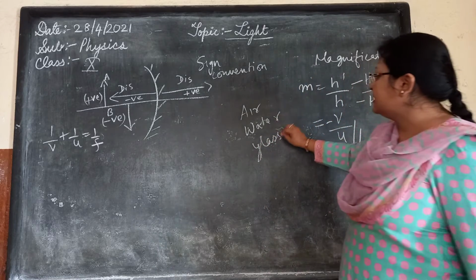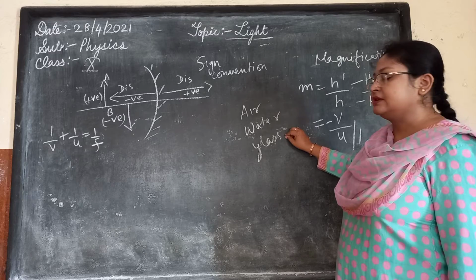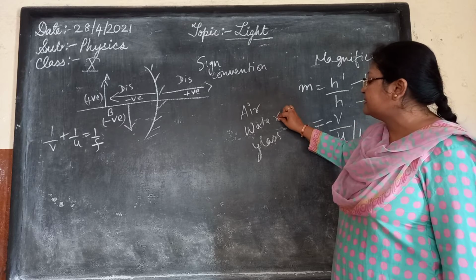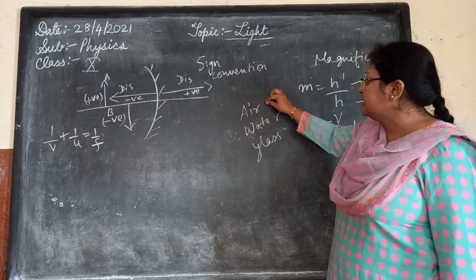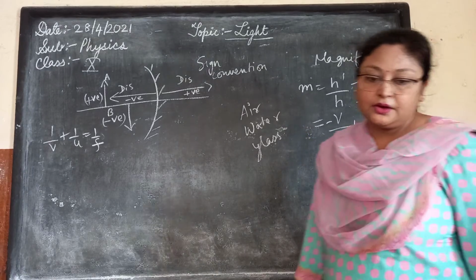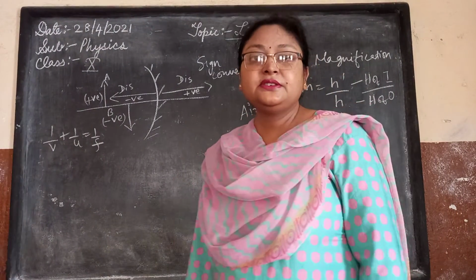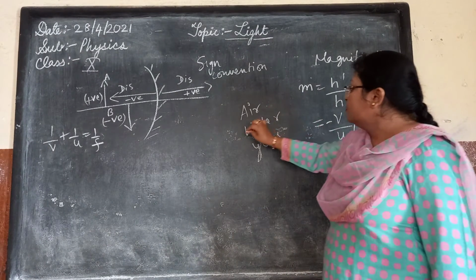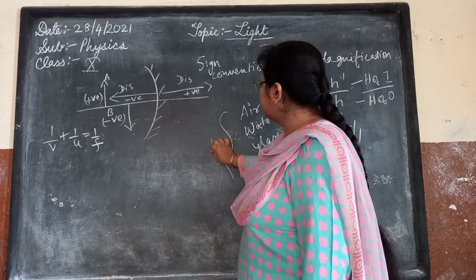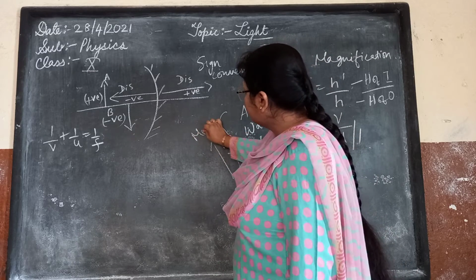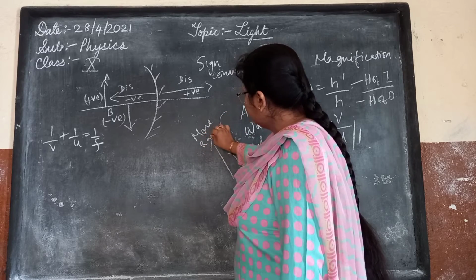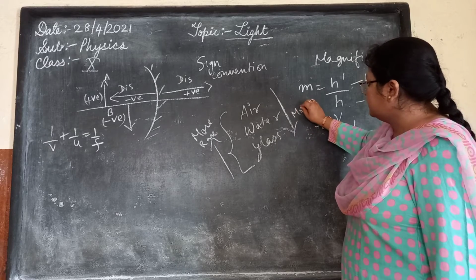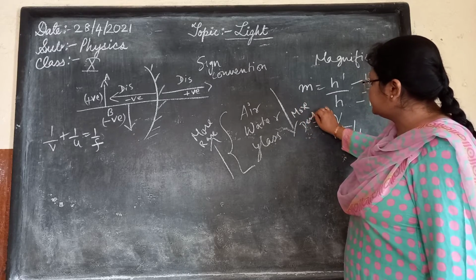If we take water and glass, water will be the rarer and glass will be the denser. If we take air and water, air is rarer and water is denser. If we take air and glass, then air is rarer and glass is the denser medium. These are the things you have to note down in your mind. Going towards air is more rarer, and going from air towards glass is more denser.